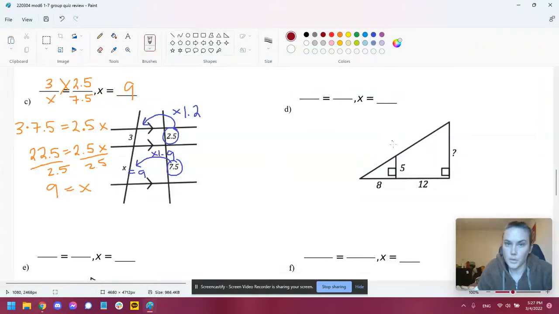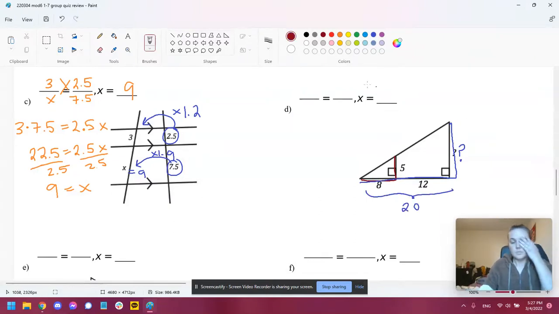Over here, this one we're going to have to do the triangle thing. We're going to have to say, here's one triangle, here's another. We're looking for this side, and this side is 20, because it's 8 plus 12. So my setup that I like is 5 divided by 8 equals question mark over 20. You could have said also 5 divided by question mark equals 8 over 20. That's totally fine as well.